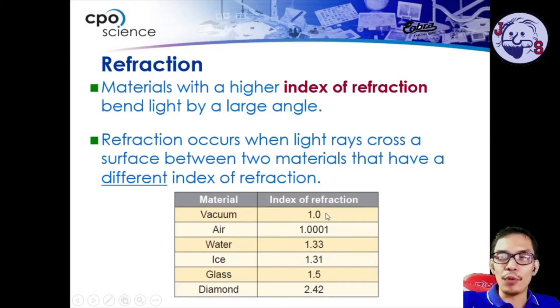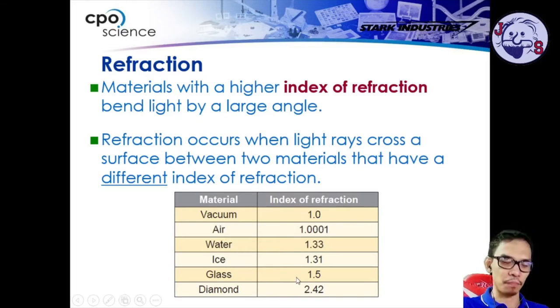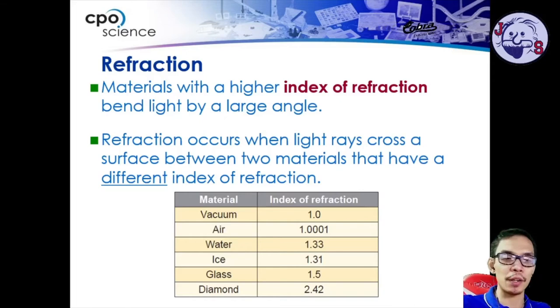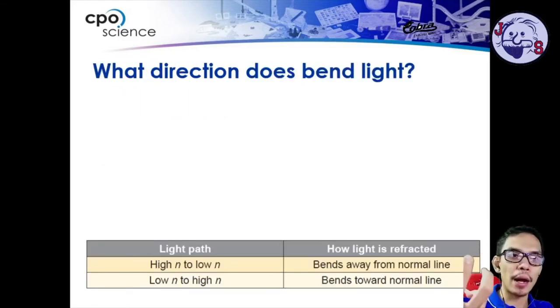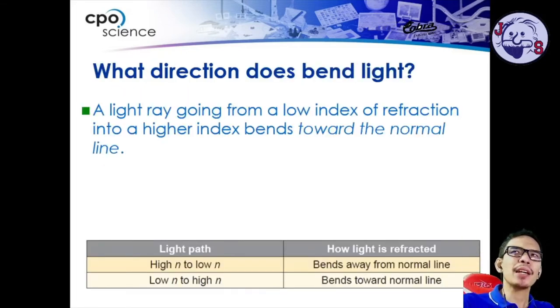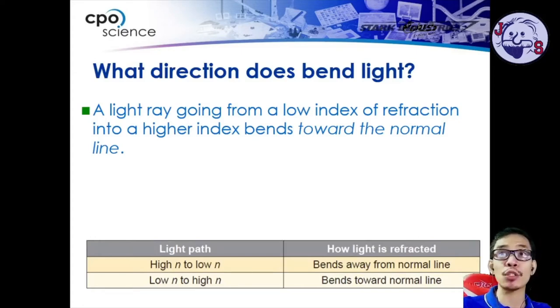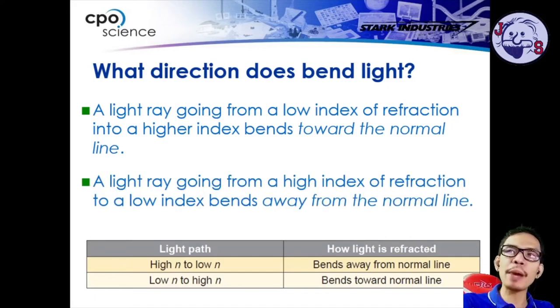We have the vacuum that is given. Air is almost similar to the vacuum, and as we have water, ice, and glass, the speed of light inside these materials decreases. Basically, the light ray that is going from lower index of refraction into higher index bends towards the normal line. It is better to show this one to you in a simulation.